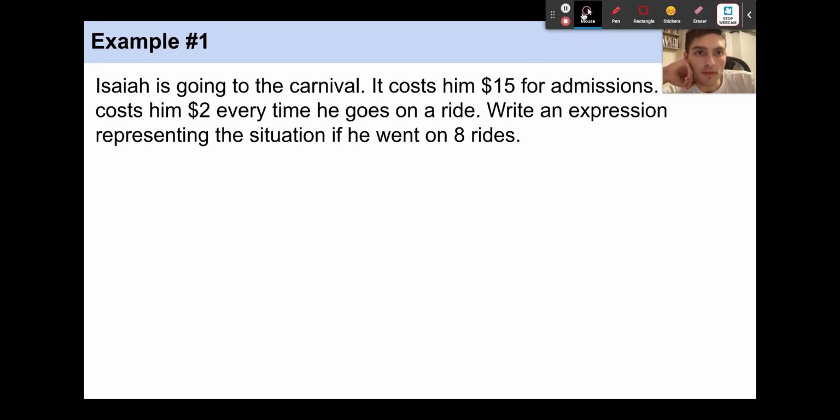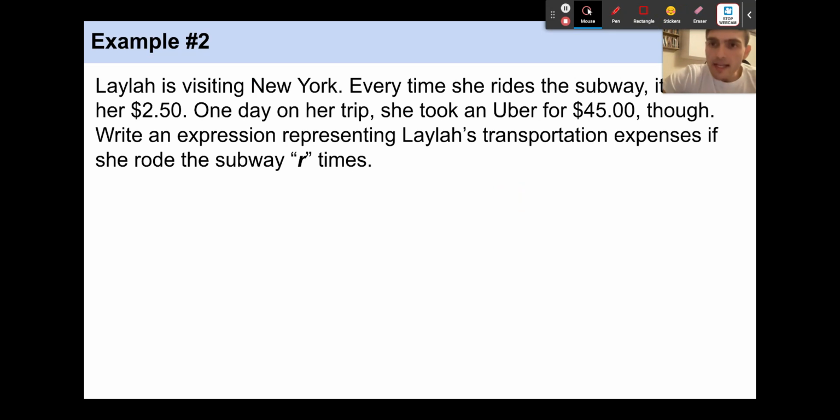All right. Layla is visiting New York. Every time she rides the subway, it costs her $2.50. One day on her trip, though, she took an Uber for $45. Write an expression representing Layla's transportation expenses if she rode the subway R times. R, not 8.